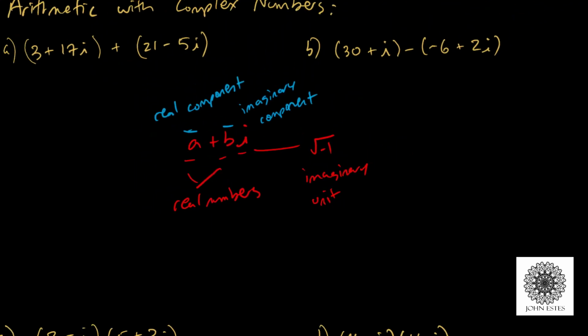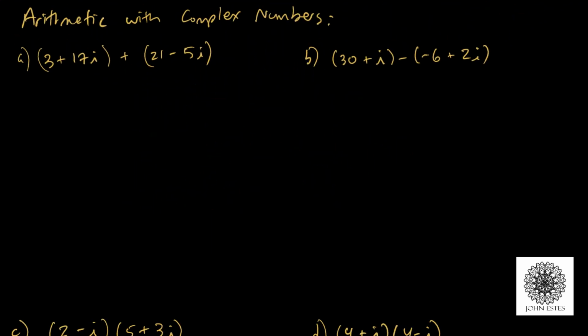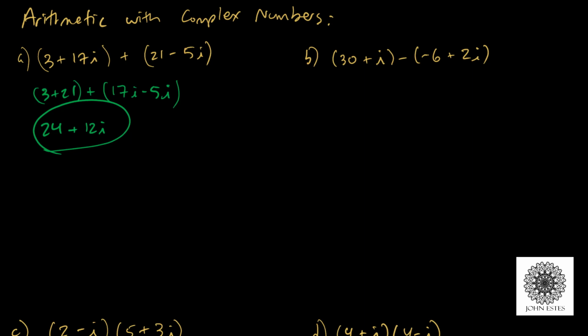Alright, let's look at example A. This time I want to add 3 plus 17i plus 21 minus 5i. Addition with complex numbers is very straightforward. All I have to do is add the real components, 3 plus 21, and then add the imaginary components, 17i minus 5i. 3 plus 21 is 24, and 17 minus 5 is 12, so I have 24 plus 12i. That's a complex number, so that is our answer.